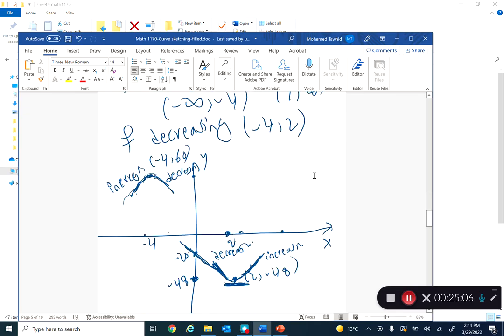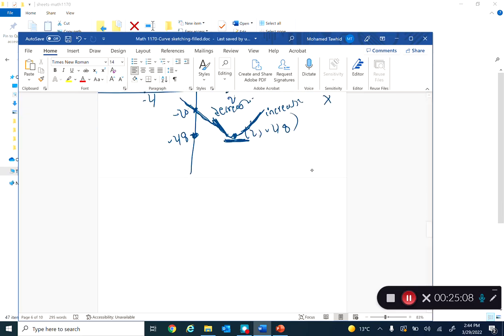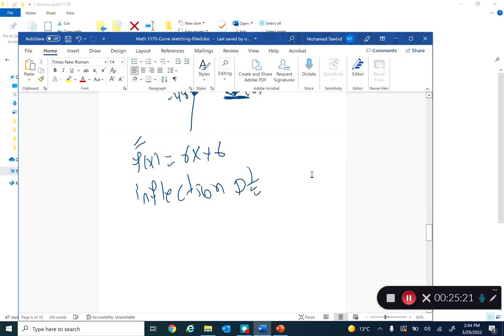What is step number 3 telling you? Step number 3, I tell you, compute the second derivative. What is my second derivative? 6x plus 6. So now I need to compute the inflection point. What is the inflection point? That is where your second derivative is equal to 0 or does not exist.